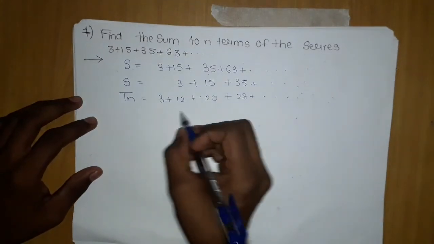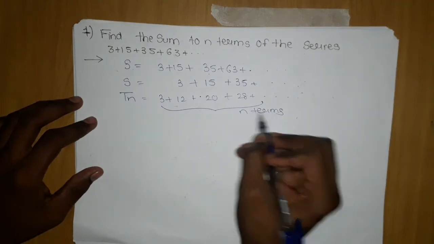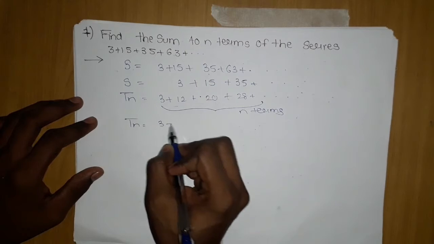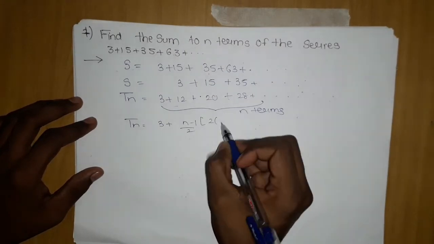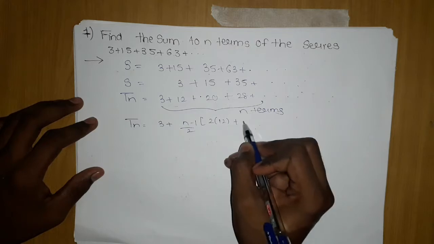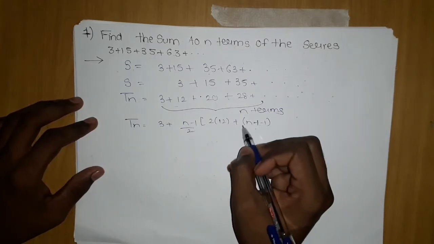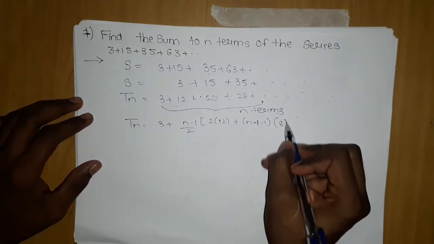So what is your next job? These are total n terms, I have told you to keep that in mind. So 3 will be removed because it is not in AP, so 3 plus n minus 1 upon 2 into 2 into 12 plus n minus 1 minus 1, and please write instead of n minus 1, into d, which is nothing but 8.